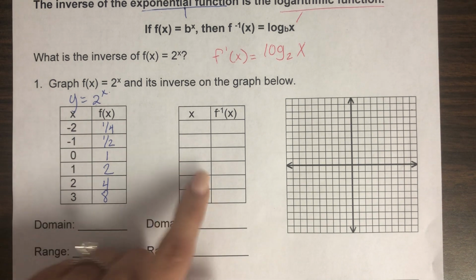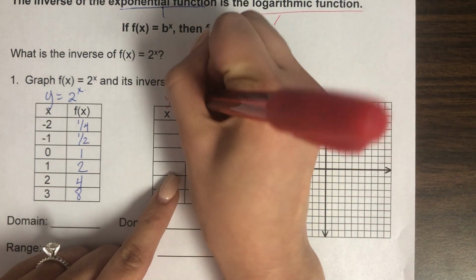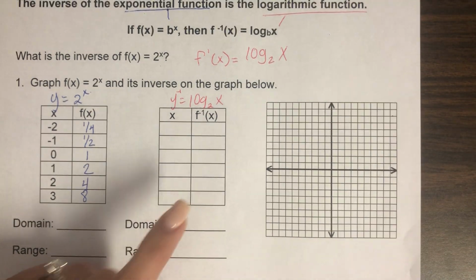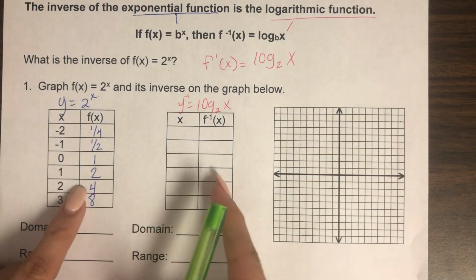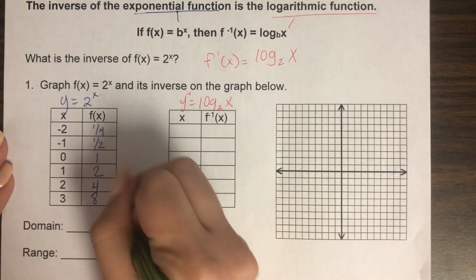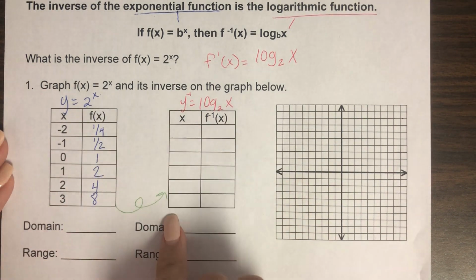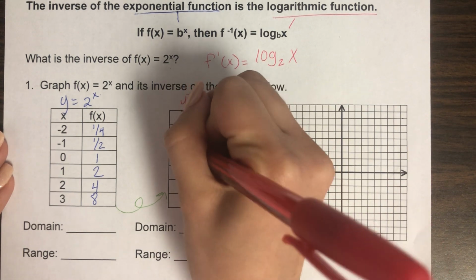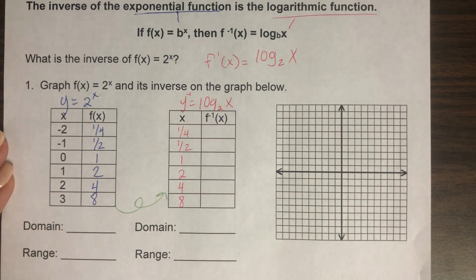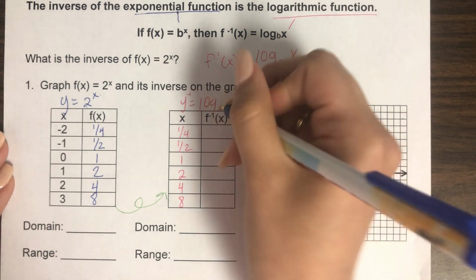Before we graph it, let's talk about how to get this function, which is our log one. Remember, this is our inverse one. The easiest way, from previous chapters, to get an inverse is to switch your x and y. So I'm going to go ahead and switch my x and y. Now my y's are going to be my x's, so I'm going to write those down. And my x's are now going to be my y's, so I'm going to write those down.